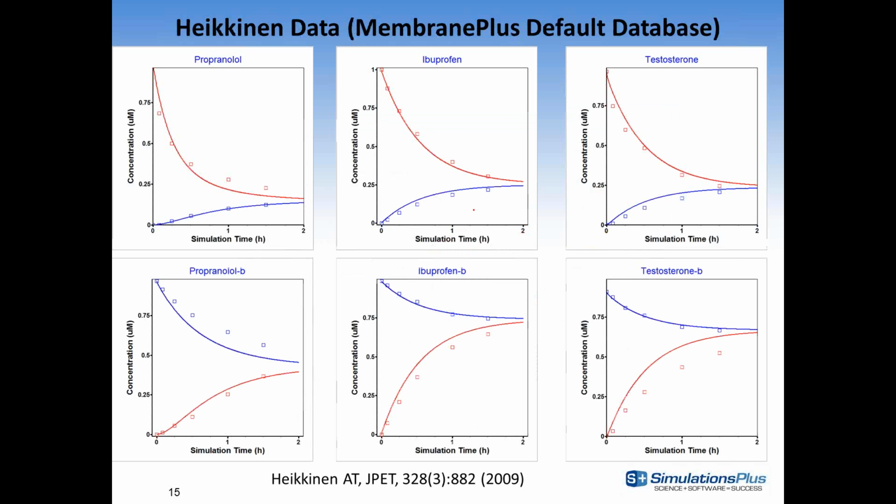Now, if we take our default MembranePlus model and load in some molecular structures and then see how well we can fit the actual kinetics of the donor compartment on an A to B experiment, the receiver compartment on an A to B experiment, the donor compartment on a B to A experiment and the receiver compartment on a B to A experiment, you can see that across a series of molecular structures published by Aki Häkkinen, we actually do a very good prediction of the actual kinetics of those processes in the Caco-2 experiment.